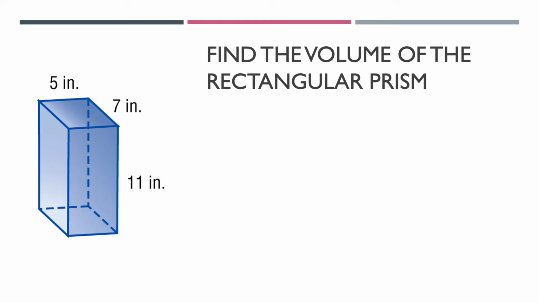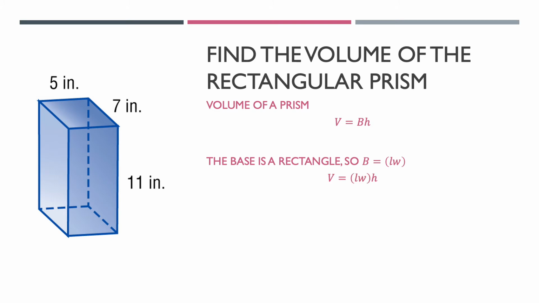To find the volume of this rectangular prism, we start with the generic equation of our prism. V equals B times h. The base is a rectangle, so the base is equal to length times width. So we plug that in for our B. So we got volume is equal to length times width times height. Length is 5, width is 7, height is h. Plugging those values in, simplify it with a calculator, and you get 385 inches cubed. Remember that for volume, our units are cubed.